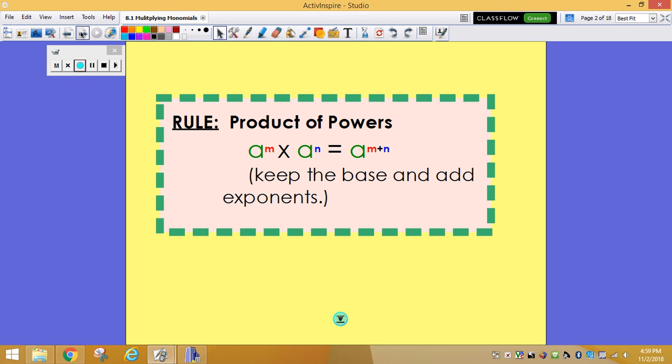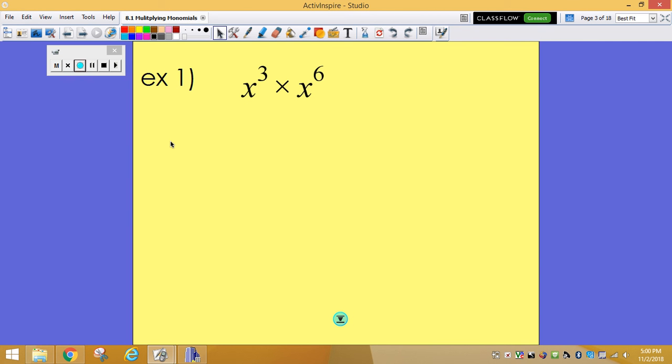So this is called the product of powers. And what it means is that when you're multiplying 2 variables with the same base, or 2 numbers that are the same, if they have exponents, we add the exponents. So you're going to keep the base and add the exponents. So you're probably like, what the heck is she talking about? Let me show you. So here's an example.